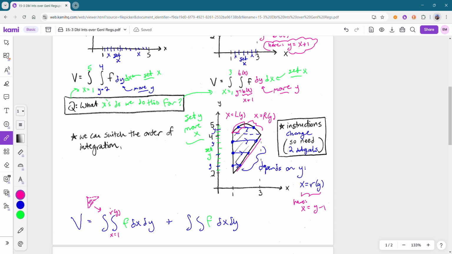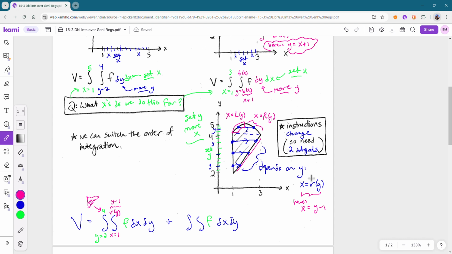And so that's what would go up top here, starting x at 1 and stopping x at y minus 1. Right? That's what our r of y function actually is. Now the outside limits are again asking us what y's do we do this for? And this triangle portion starts at 2, and we cut until 4. So those are the y's that we use.